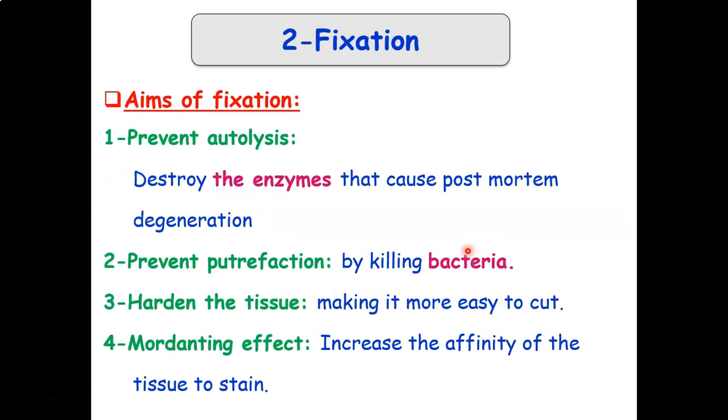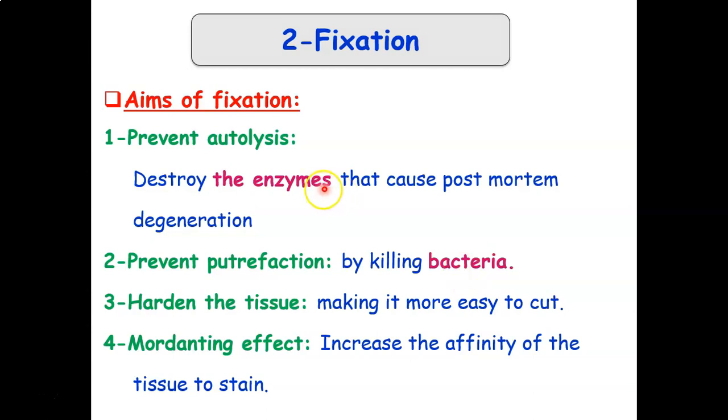Fixation, here I have to fix the tissue. Fixation of the tissue is to prevent autolysis through destruction of enzymes that cause post-mortem degeneration, and this is one of the enemies that disturbs the tissue. Number two, prevent putrefaction by killing the bacteria, and this is the second enemy. These two enemies are the enemy of the living organism.